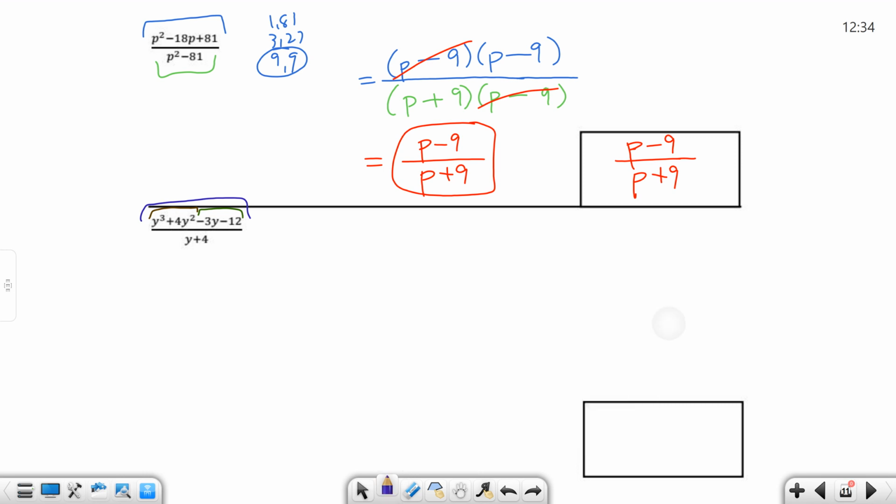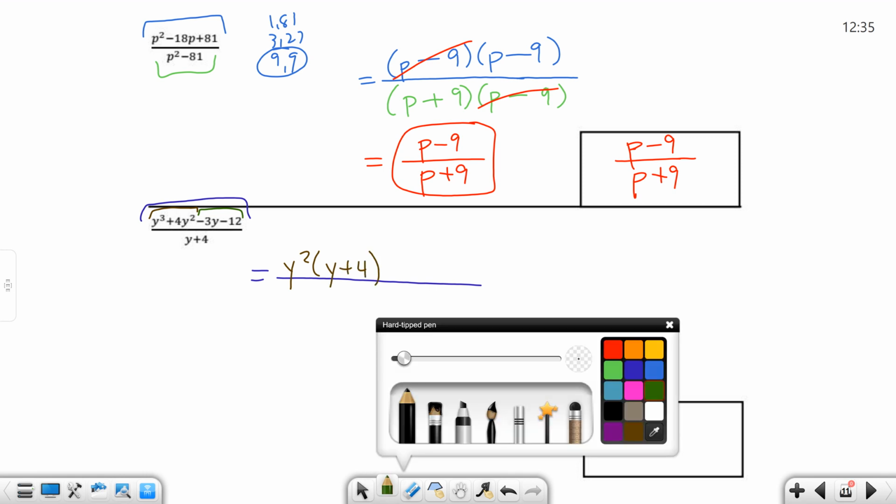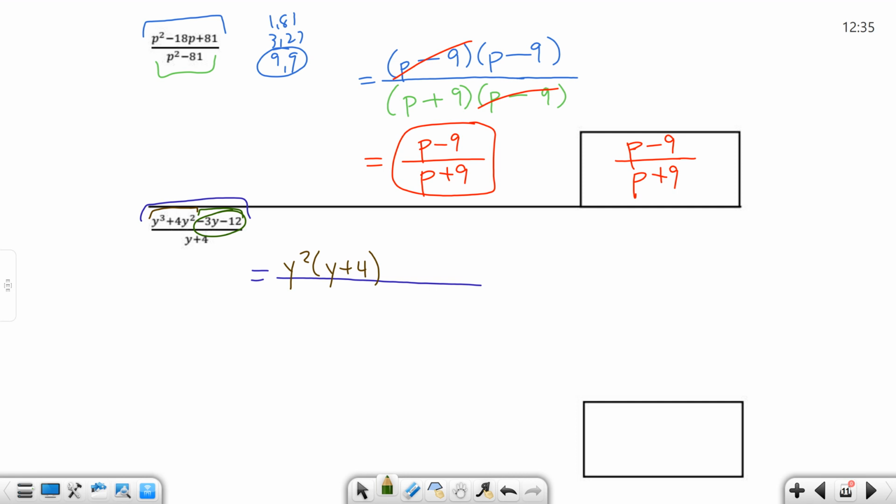So let me go ahead and change this back to blue here. Let's see. The first two terms have what in common? They have a y squared, and I'm left with y plus 4, okay? And then I do another GCF of these two terms, and what do they have in common? Well, they have a 3 in common. The other thing is I need a sign right here. Well, I usually try this one. It may not work, but I'm going to try it, take a negative out, and what am I left with? Y and 4.